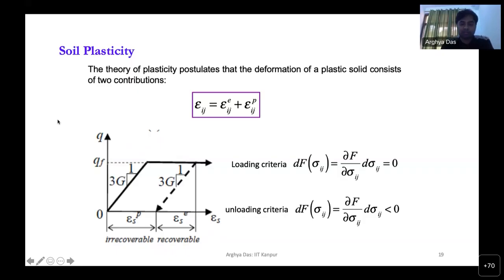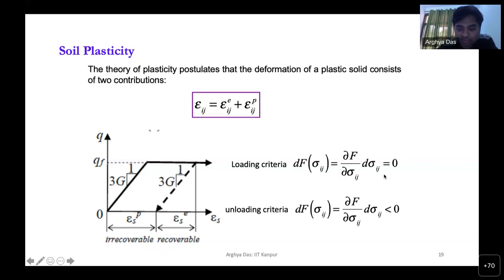So with that note, we'll start with soil plasticity. In the case of plasticity, we can divide the strains into elastic strain and plastic strain. We are considering the elastic perfectly plastic scenario. Now we have to impose a loading and unloading condition, where F is our failure criterion, which is a function of the stresses, as we have already discussed in the previous slide.